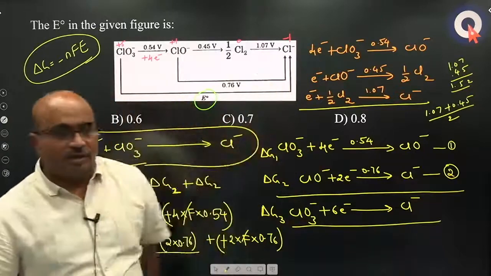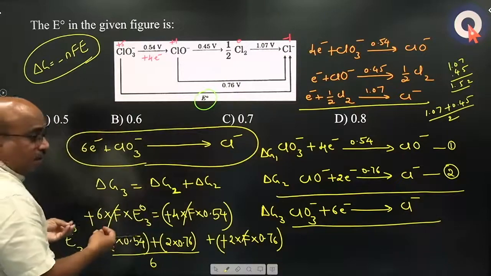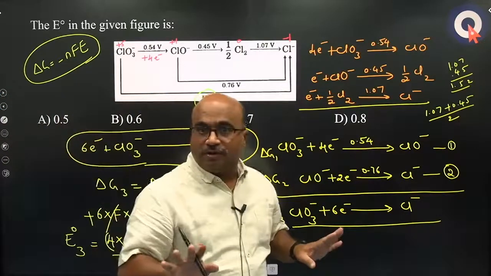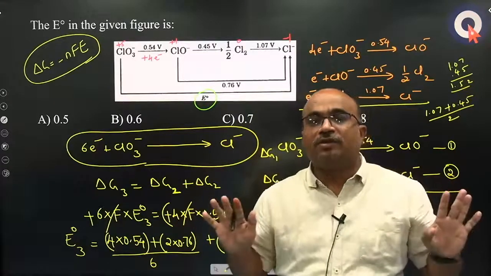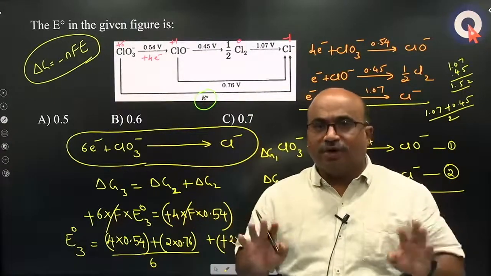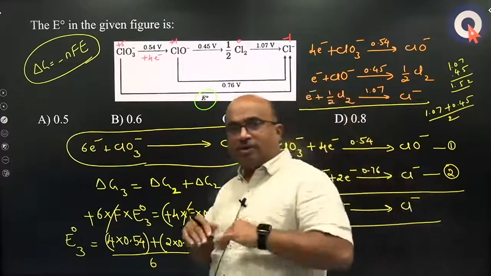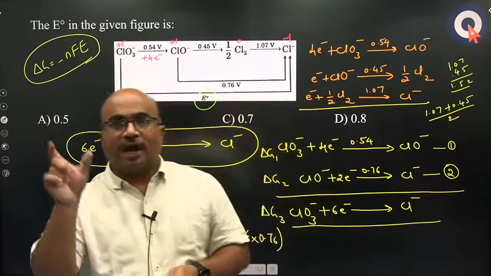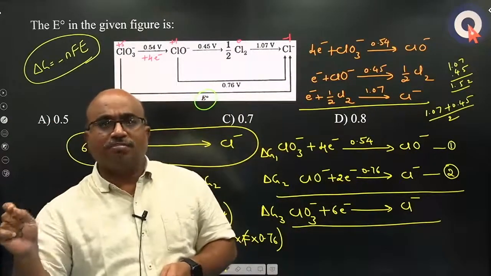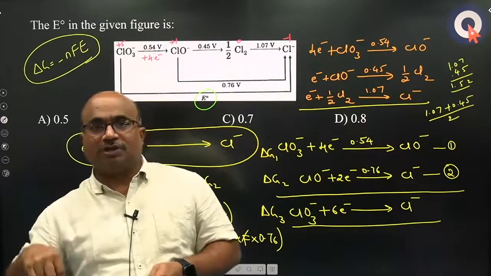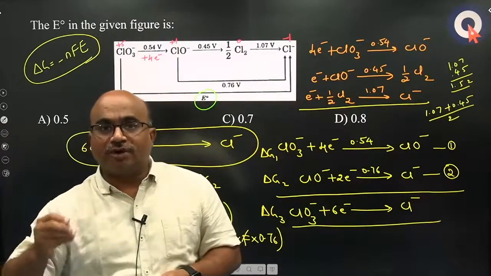That's it. So take the half cell reactions, whether you are adding them or subtracting them, you have to see carefully. So directly we can say, if you are adding the two half cell reactions, the simplest formula is this: N1 E1 plus N2 E2 divided by the total number of electrons in the third equation, that is N3, is the cell potential for the required equation for which we wanted to calculate.